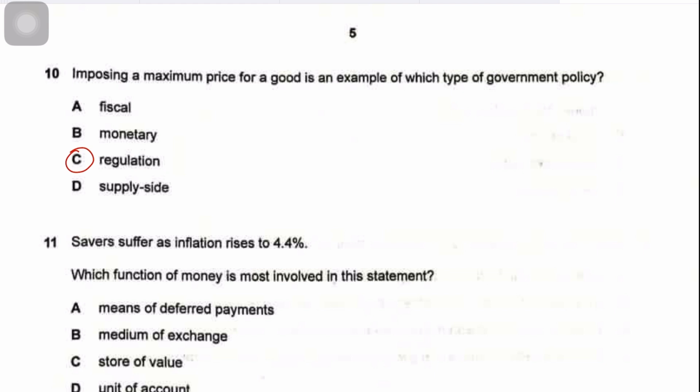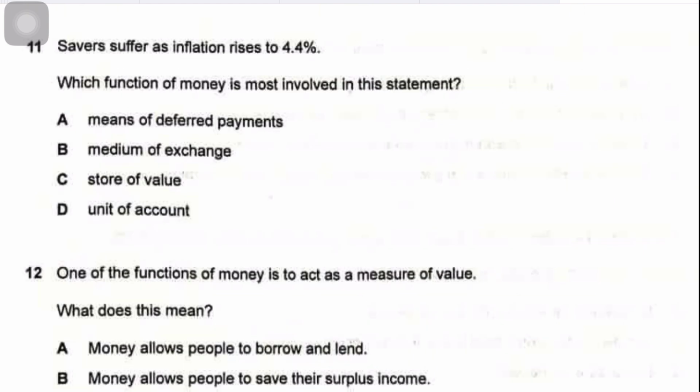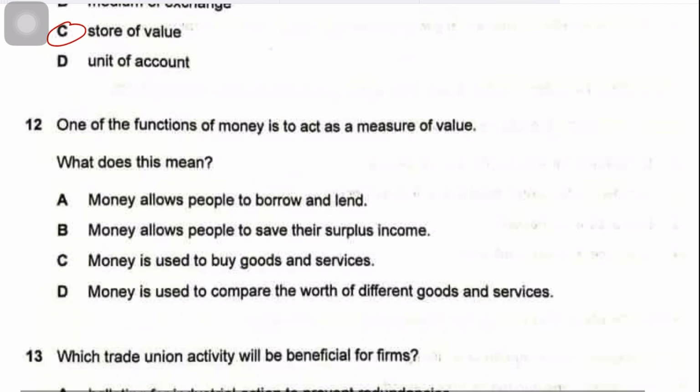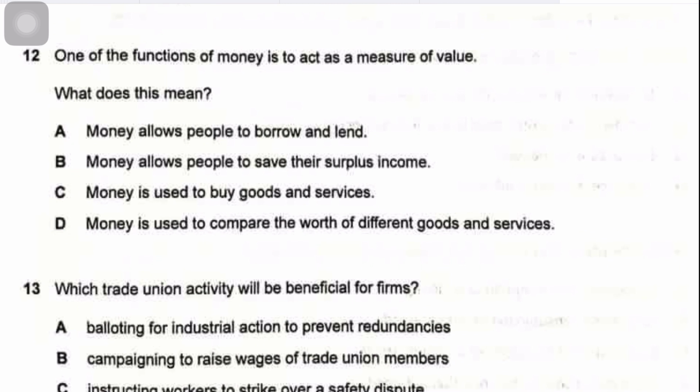Question number 11 says, savers suffer as inflation rises to 4.4%. Which function of money is most involved in this statement? The correct answer should be C, store of value. Simple question. Question number 12 says, one of the functions of money is to act as a measure of value.